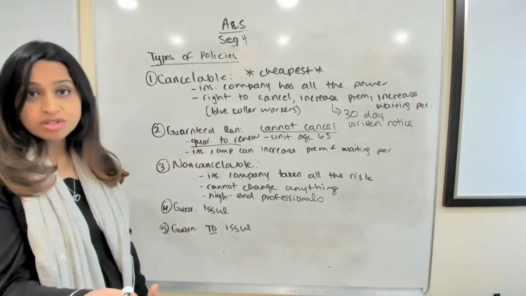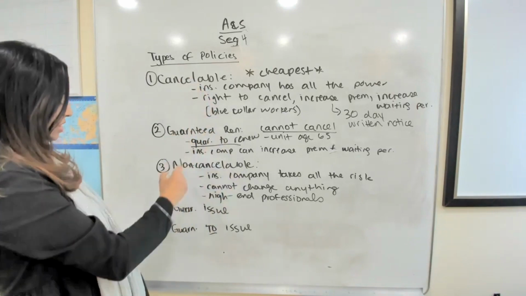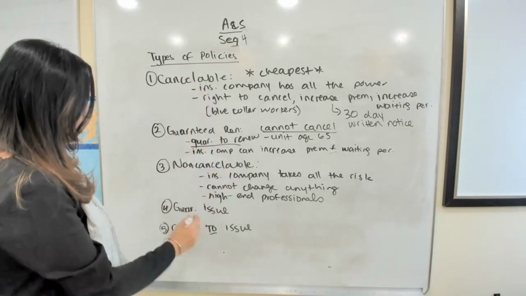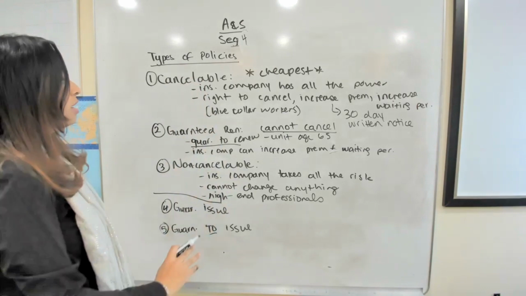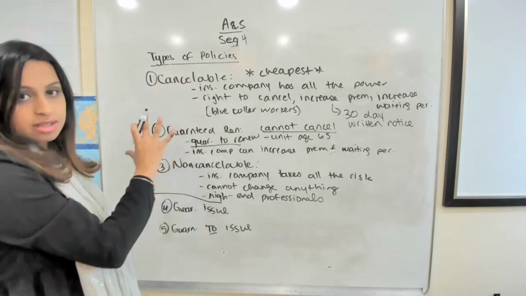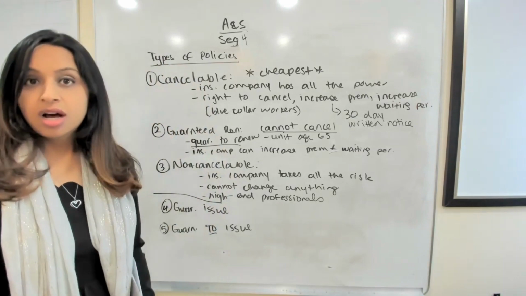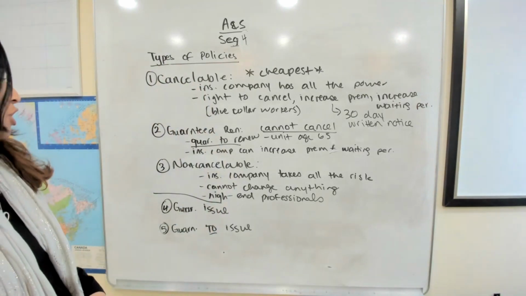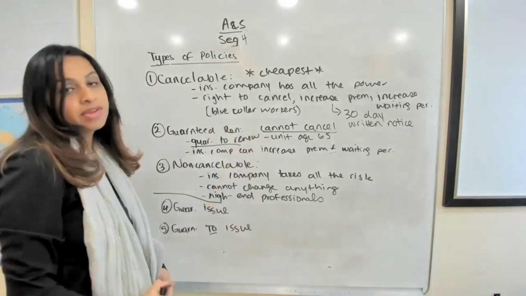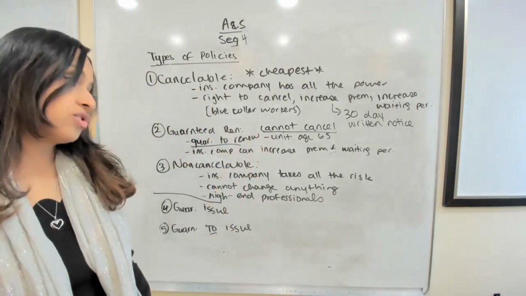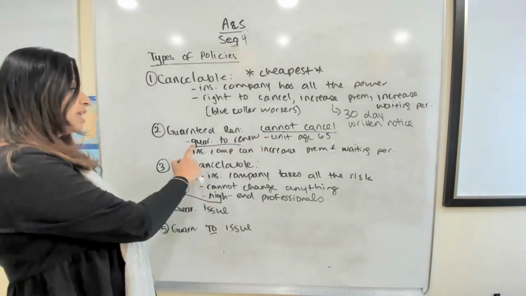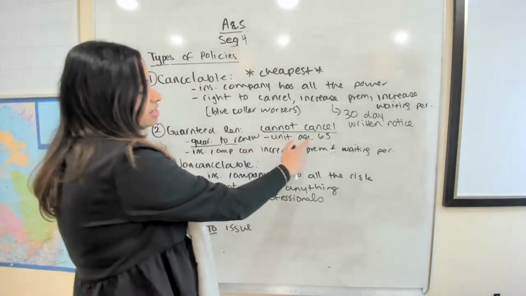So when we're looking at cost-wise, it usually goes down in this order from 1 to 3. These are a little bit different, we'll get to those. But this is the cheapest. This one falls in the middle when we're looking at cost, and this would be your most expensive type of policy, right? So everything else is the same. Only thing is that they cannot cancel. An important thing to remember is you can guarantee to renew until age 65.